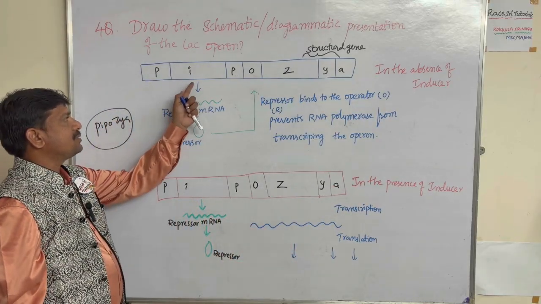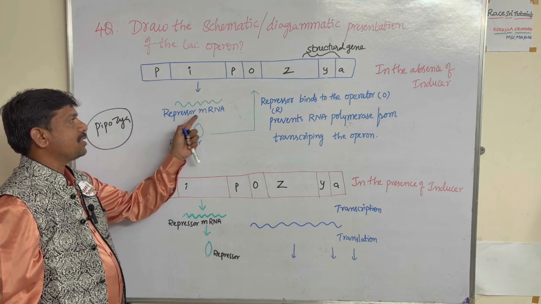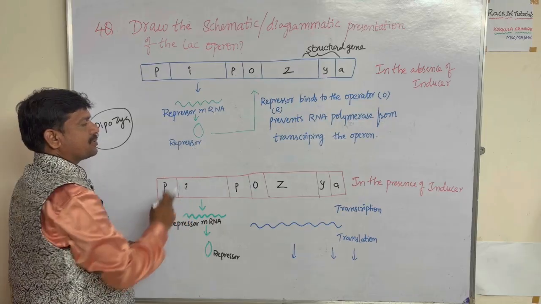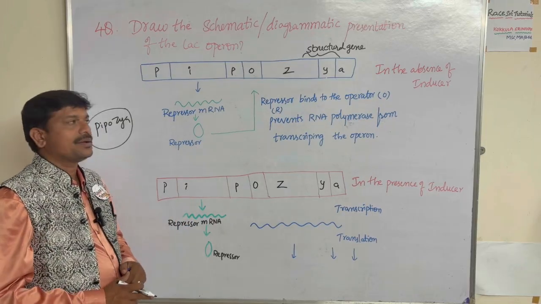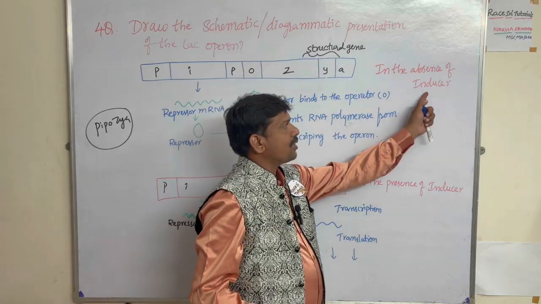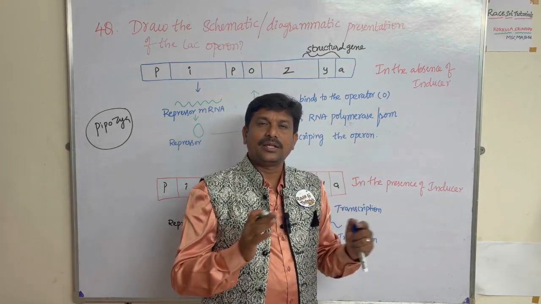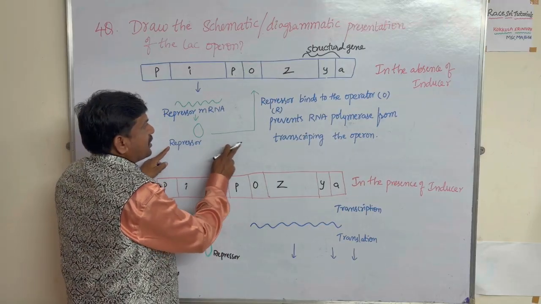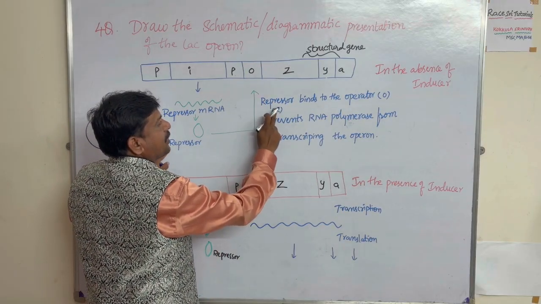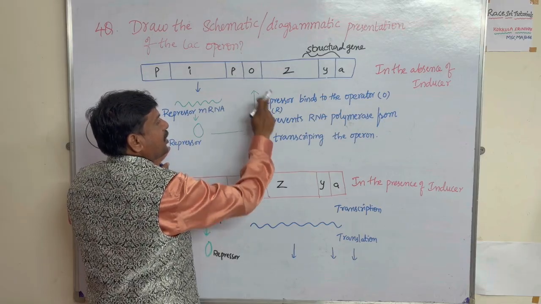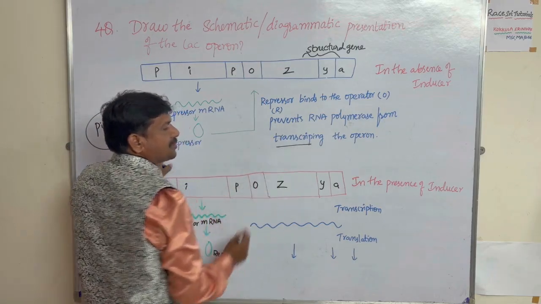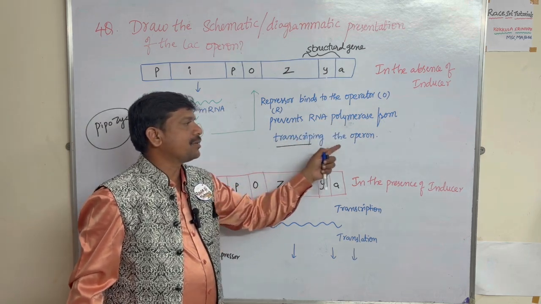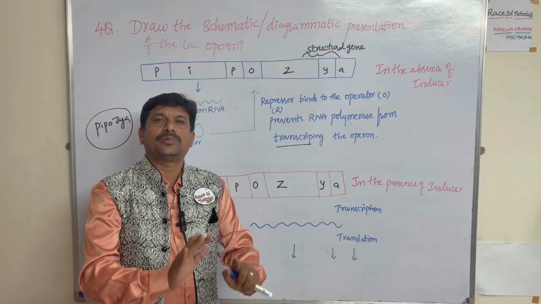But here the regulator gene is there, but it may produce a repressor mRNA. Just write it like this, which produces repressor. So here what happened, in the absence of inducer you will write it. In the absence of inducer means there is no presence of lactose. So what happens, this R repressor is bound with O, the operator, to stop the transcription process. So that prevents the RNA polymerase from transcribing the operon. So prevent means stop the operon.